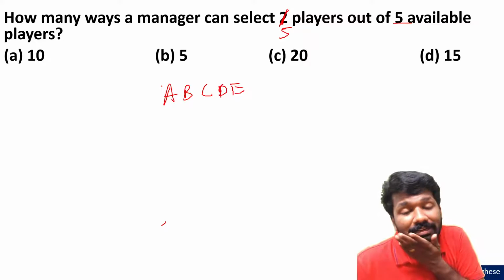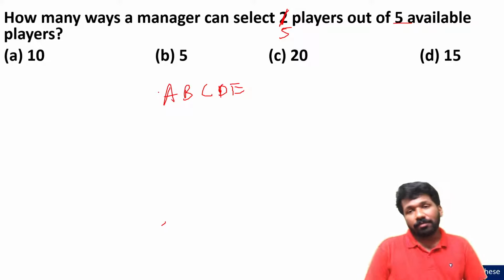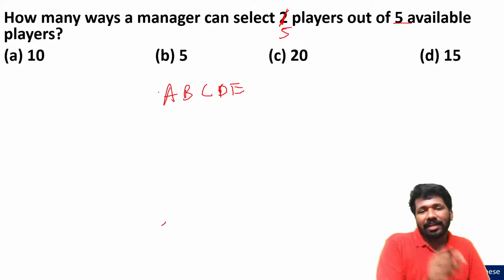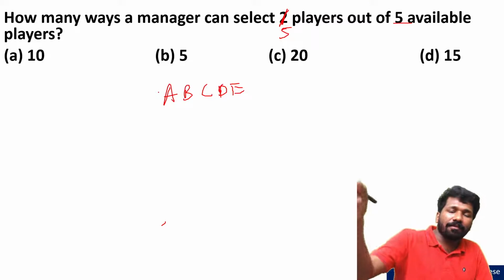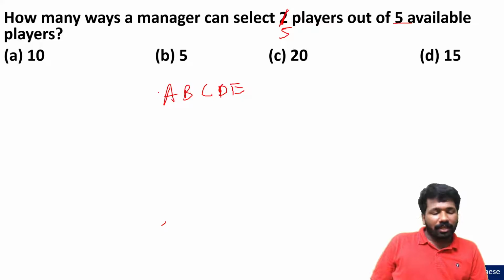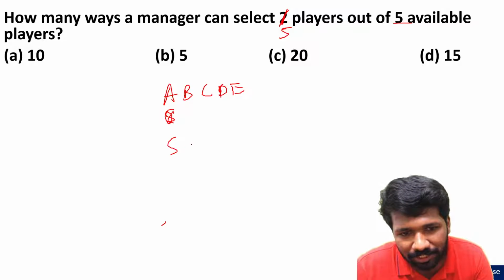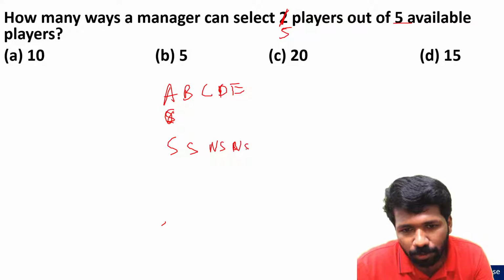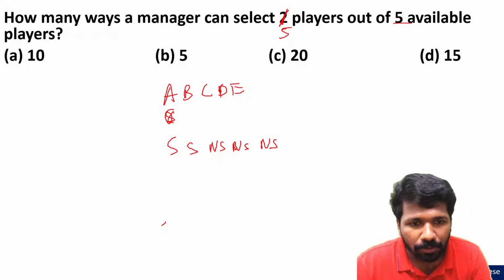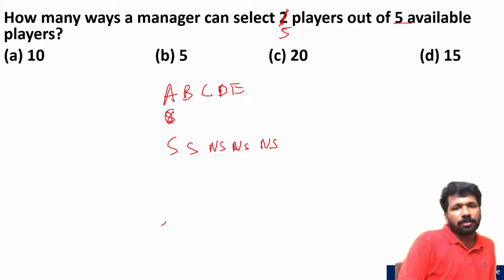Are you all understanding this? Either to be part of the team or not to be part of the team. Or we can say 2 people will be selected. The remaining 3 people will be not selected. Are you all agreeing? 2 people will be selected, S for selection, and 3 people will be not selected, NS for not selected. Are you all understanding this? Please respond.